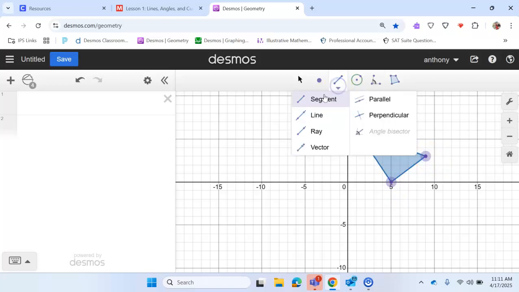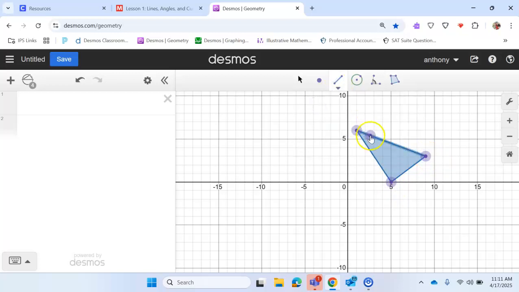All right, its medians are segments from the vertex to the middle of the opposite side. So vertex to middle and vertex to middle. You can see they intersect at right 5, up 3.